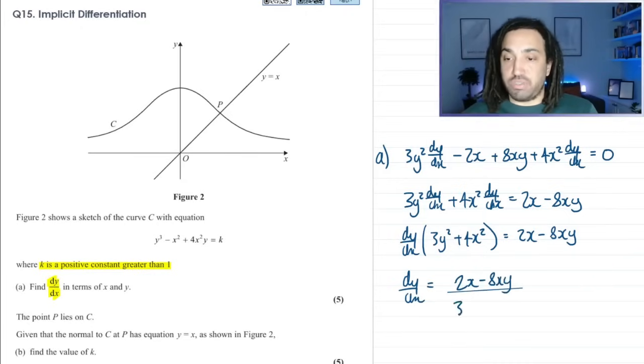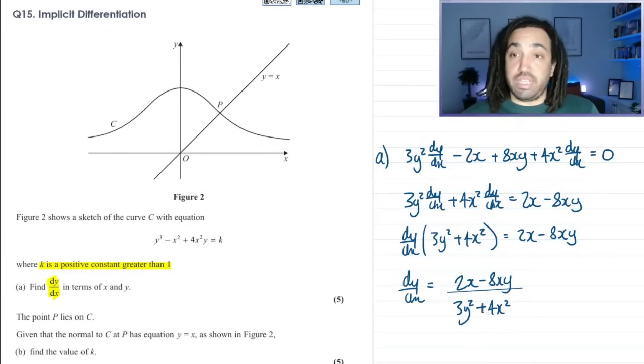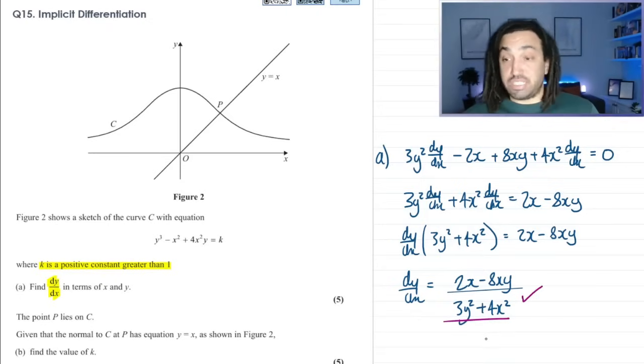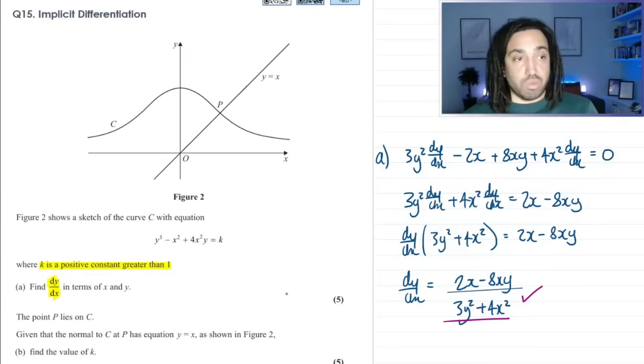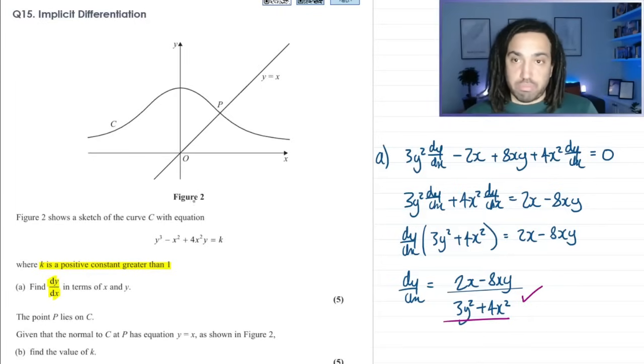So it's this over this. Perfect. Okay, that is good. Job done. 5 marks. That is generous for what's quite a kind of methodical process. Okay, let's grab some space and do part B.